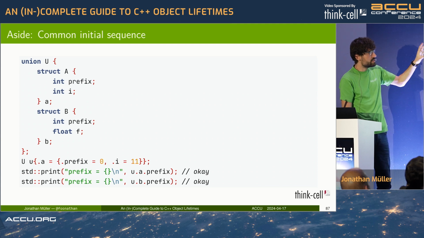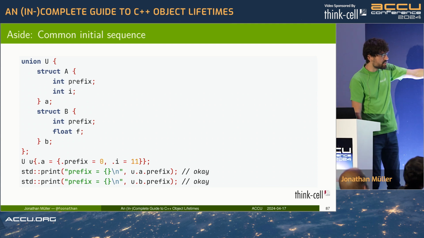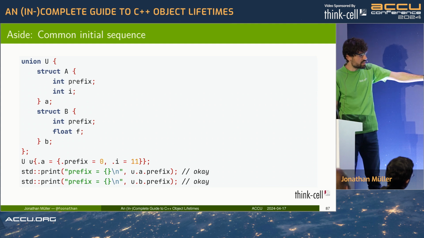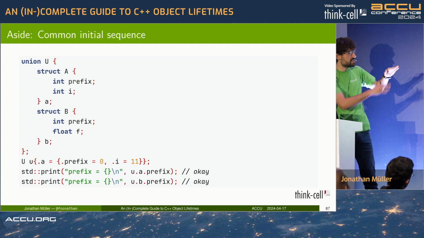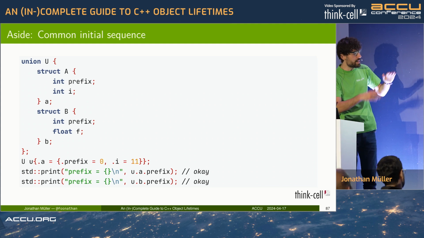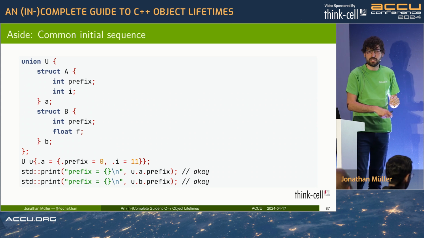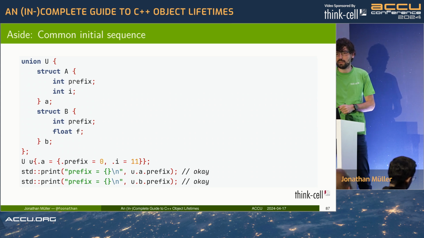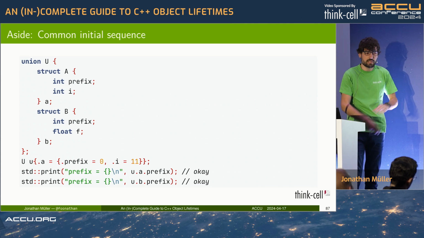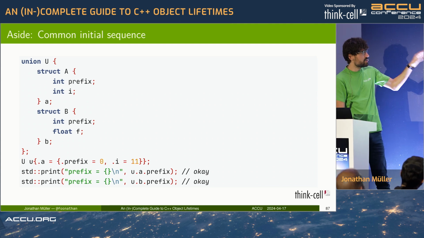Now, this is not related to lifetime. We're not changing the lifetimes of anything. It's as if, in the second line, u.b.prefix, we have written u.a.prefix. The compiler will just automatically change it to whatever is the correct member access to make it valid. So this is just a convenient rewrite rule that we're getting at runtime. This has nothing to do with object lifetime, but it's pretty convenient.